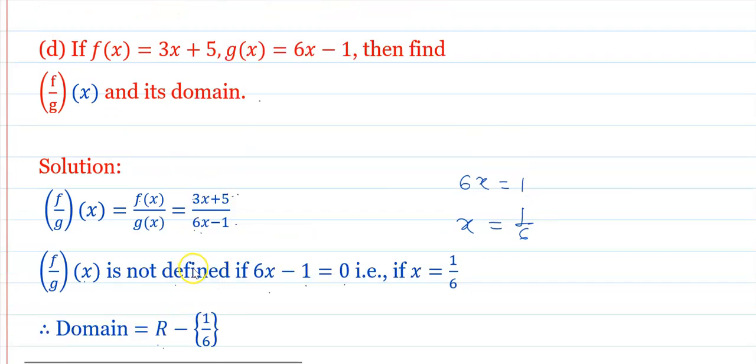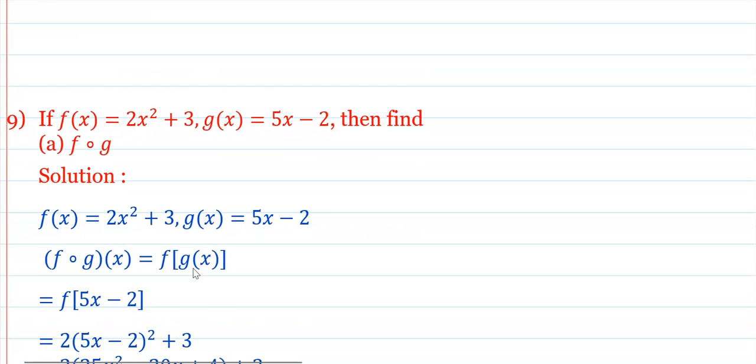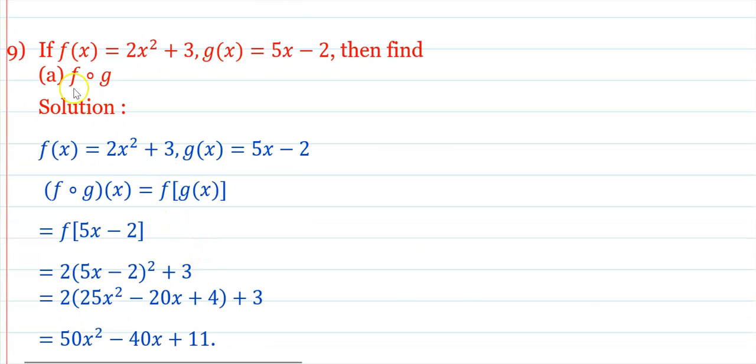Okay. Easy question. Now the question number 9. f of x is equal to 2x square plus 3. g of x is equal to 5x minus 2. Then find fog. f of x is equal to 2x square plus 3. g of x is 5x minus 2. fog of x means what? f of g of x. But what is the g of x? g of x value काय?